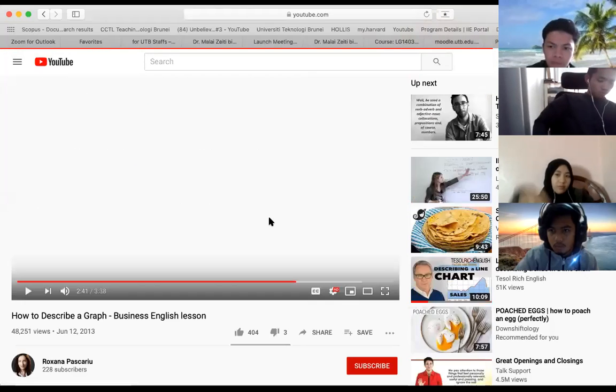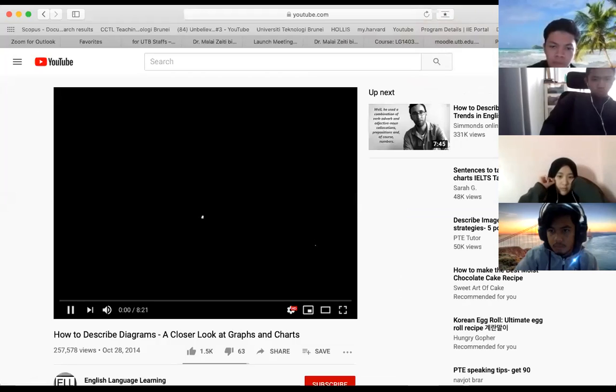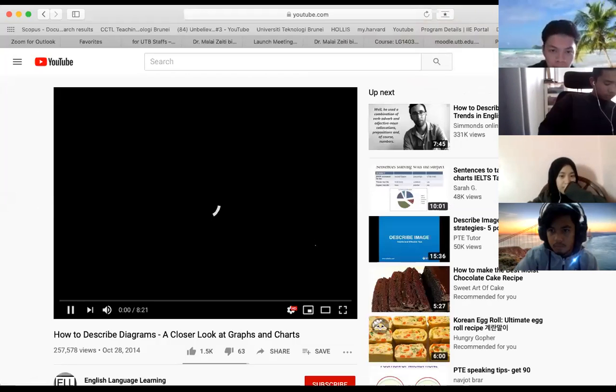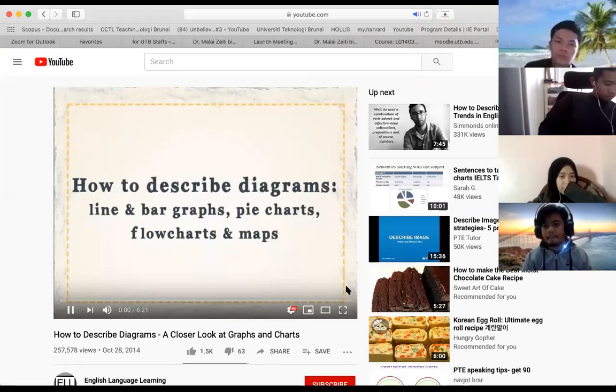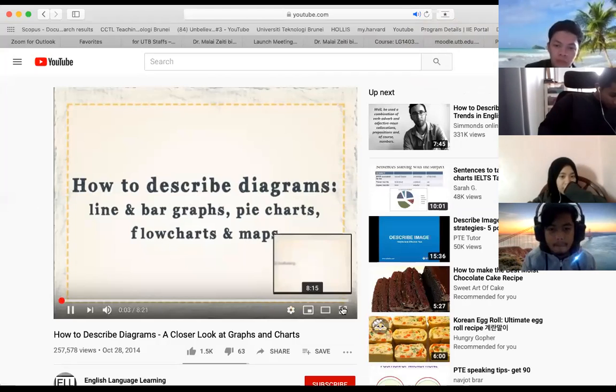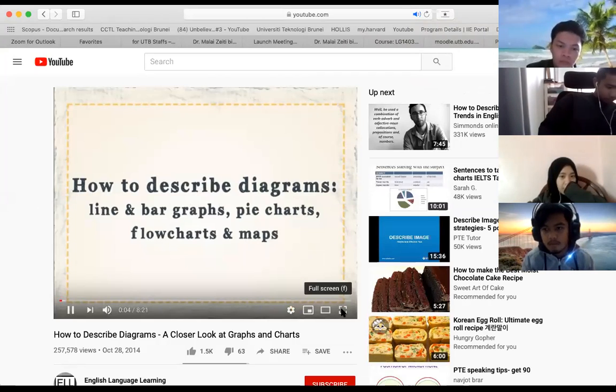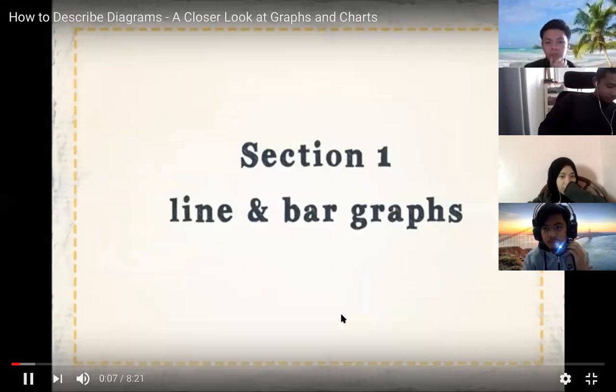Okay. So far okay, Rose. This is another one of looking at things. So line, bar graph, pie chart, flow chart, and map. Okay, this one is slightly, I think should be okay. Section 1. Line and bar graph.